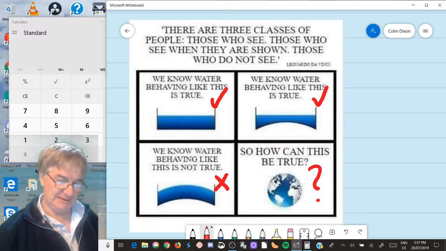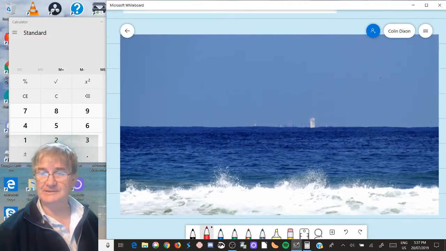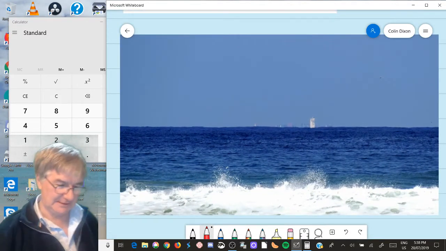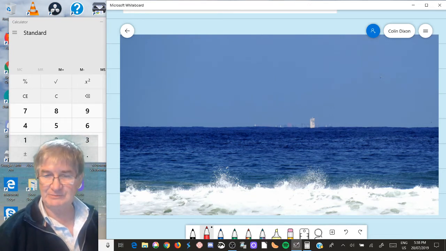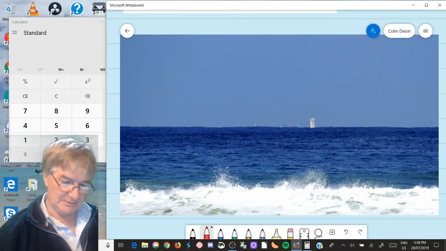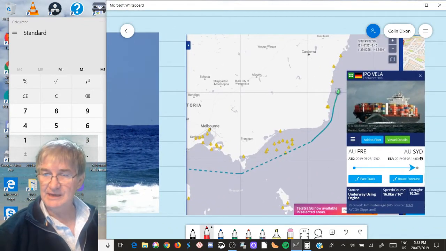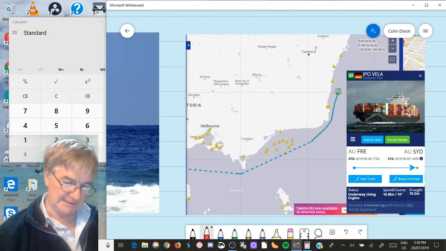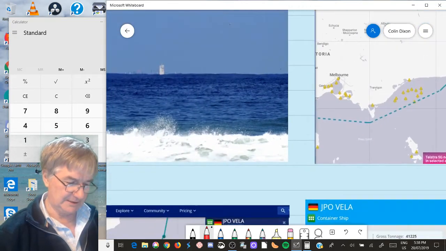Now, I was down the beach at Mallacoota the other day and I saw this thing out on the horizon. But I wonder what that is. Looks like a city out there. So I had a closer look and I decided, well, that's probably a container ship going by. So I did a search on that using the Marine app, and I found out there was a ship going past at that time, and it was the JPO Valor, and there's a picture of that ship, and that equates to that picture there. So I now know what that ship was.